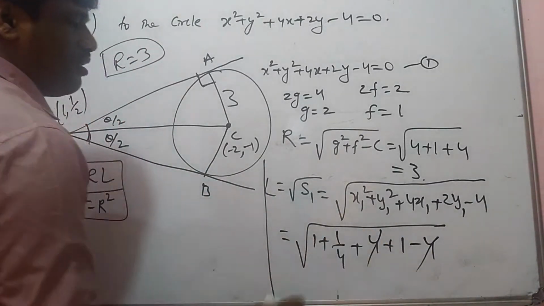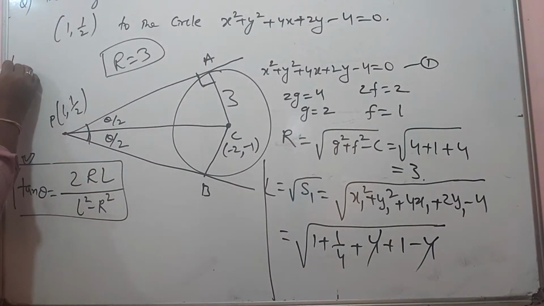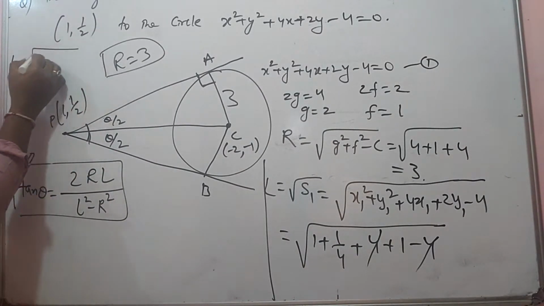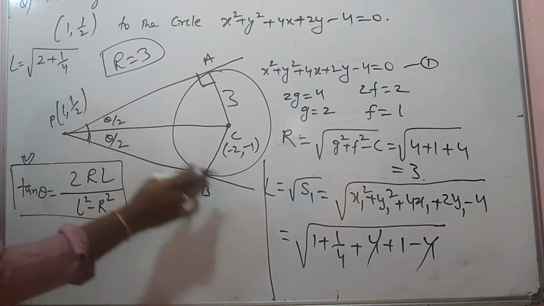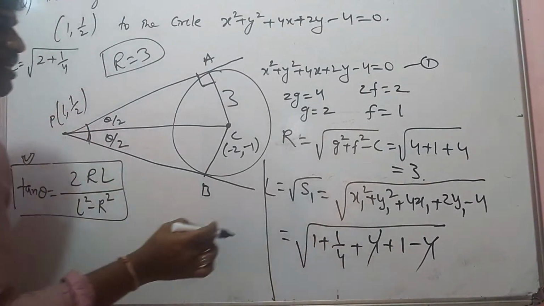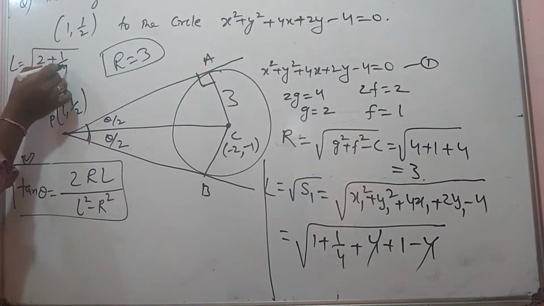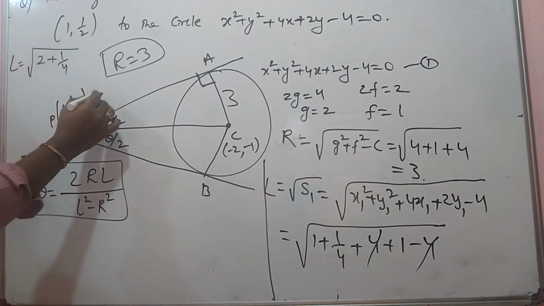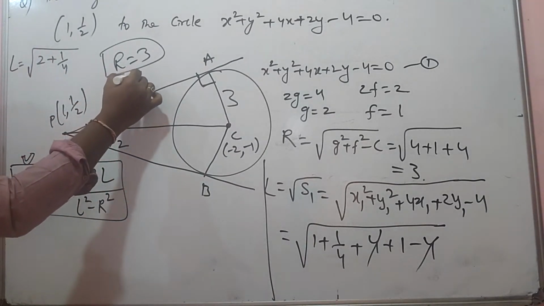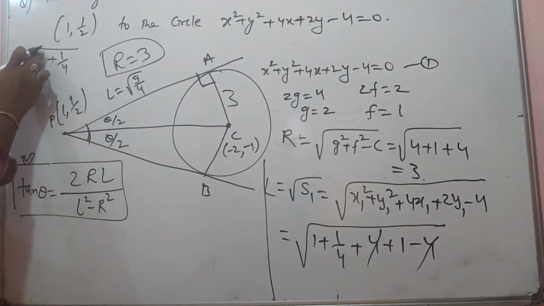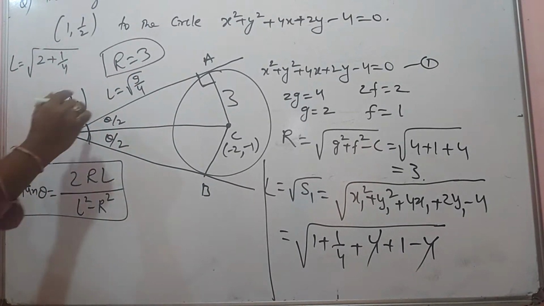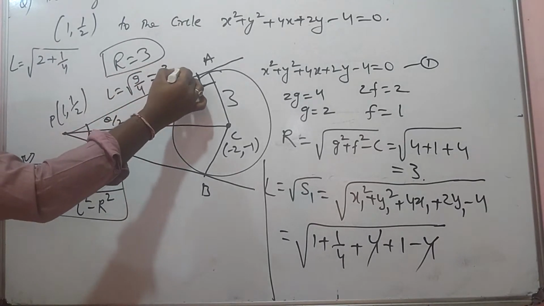So 1 plus 1, 2. So finally I am getting the length of the tangent is square root of 2 plus 1 by 4, because this is 1 plus 1, 2, 2 plus 1 by 4. So you can do this, 4 to the 8, 9 by 4. L value I am getting square root of 9 by 4. Square root of 9 by 4 is 3 by 2.